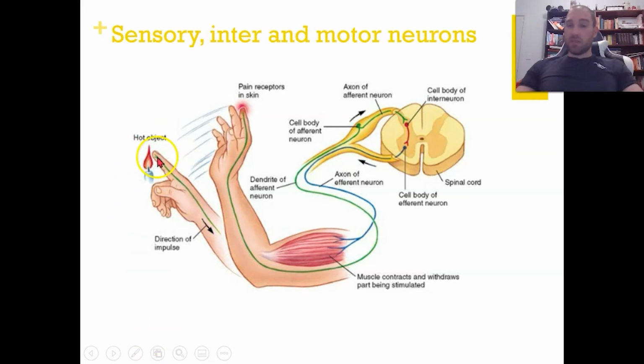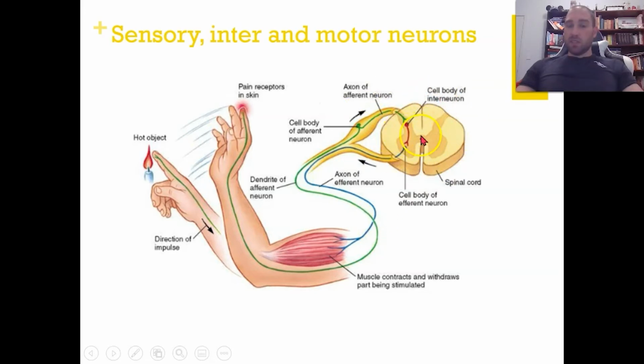So we have our receptor in our finger here, so it could be a pain receptor, it could be a thermoreceptor. Then we have our sensory neuron, which is taking the impulse to the central nervous system. So this is a part of the spine in here. In the spinal column, we have all this grey matter in here. So these are our nerve cells in the central nervous system.